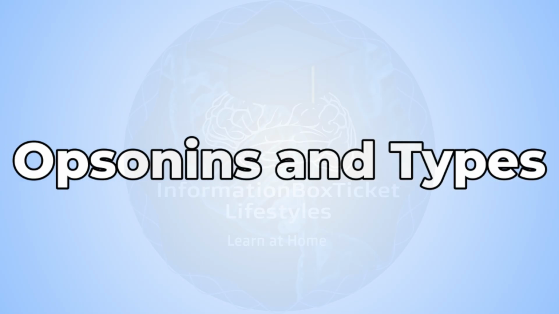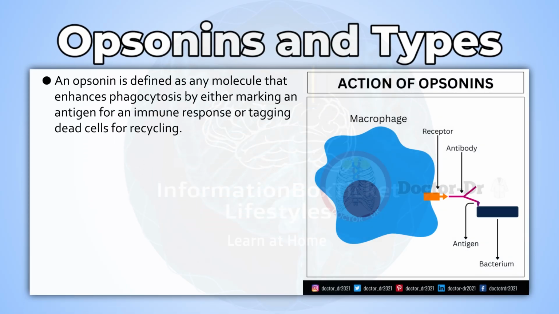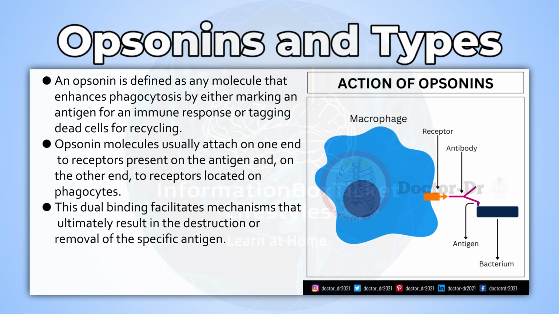Opsonins and types. An opsonin is defined as any molecule that enhances phagocytosis by either marking an antigen for an immune response or tagging dead cells for recycling. Opsonin molecules usually attach on one end to receptors present on the antigen and on the other end to receptors located on phagocytes. This dual binding facilitates mechanisms that ultimately result in the destruction or removal of the specific antigen.